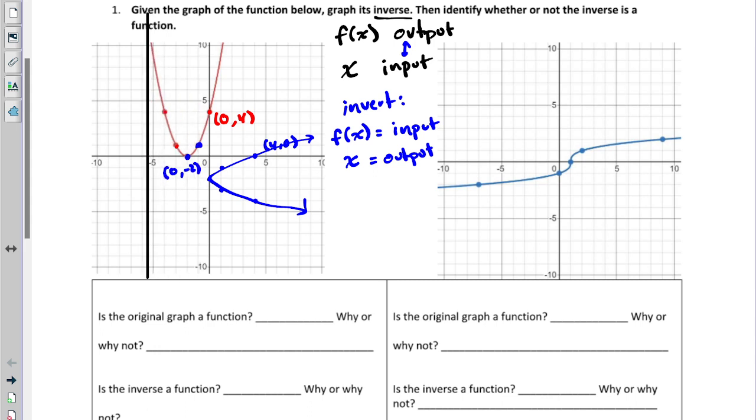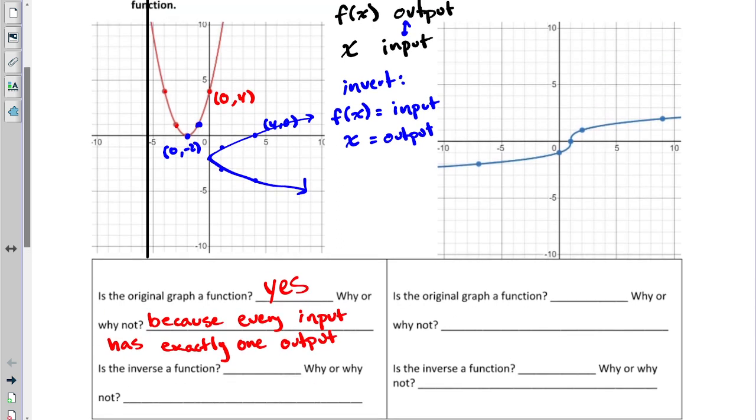So yes, the original graph is a function, the red one that I have here, because the real definition is every input has exactly one output. But that's also the vertical line test. That's what it's asking, right? You pick a spot for the vertical line. That's your input. You check if you have only one output, okay?